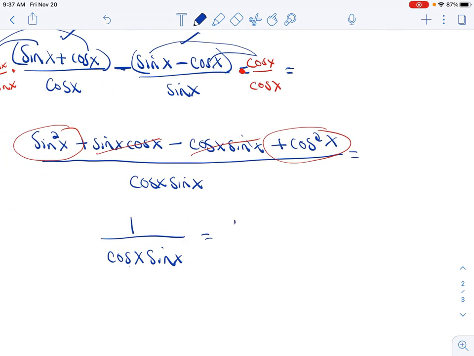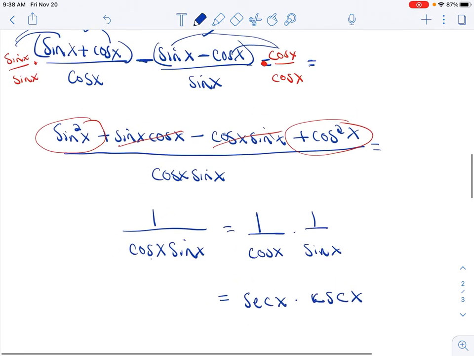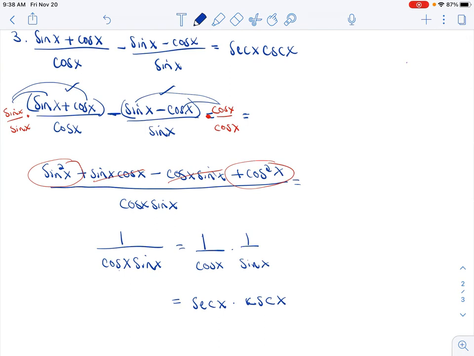This 1 over, let me just write it this way to convince you. You would not have to show this step if it sits well with you already, but it is nice. 1 over cosine x is secant x, and 1 over sine x is cosecant x. And so, let me zoom out to refresh my memory what we started with. Sine x plus cosine x over cosine x minus sine x minus cosine x over sine x does in fact equal secant x cosecant x.